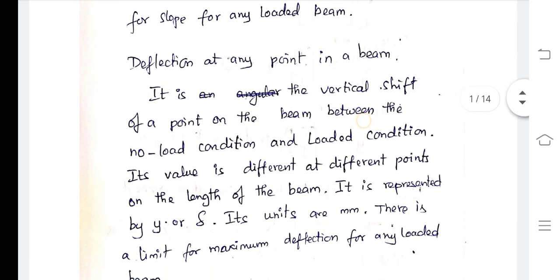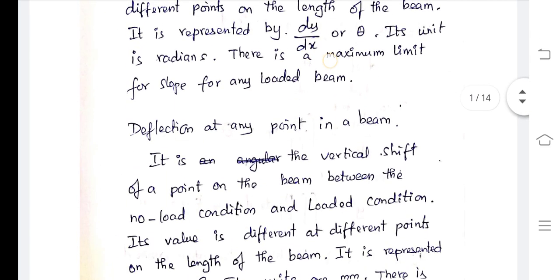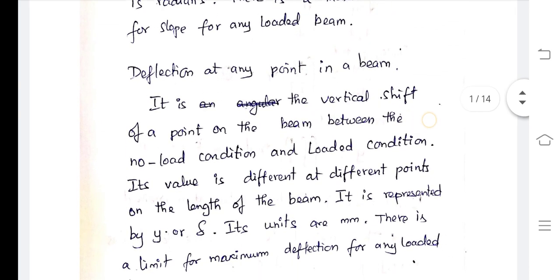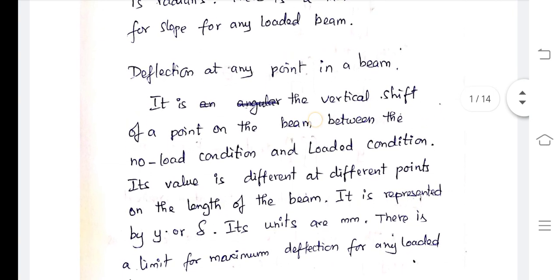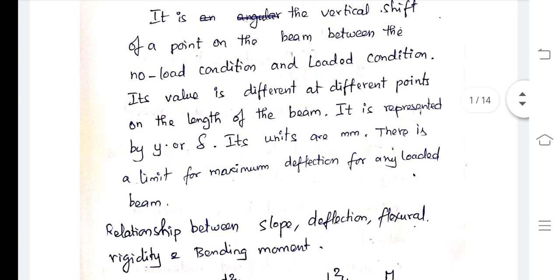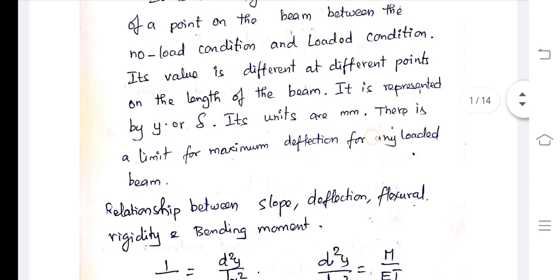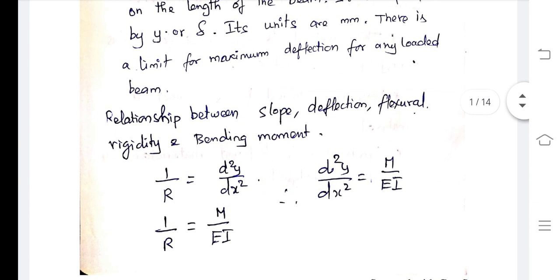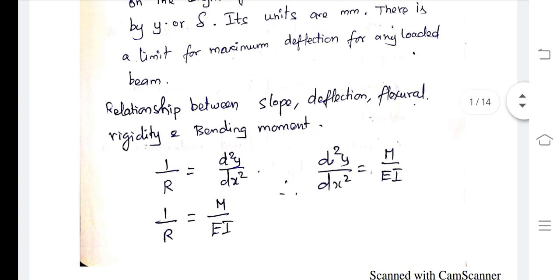Similarly, deflection. Slope is called angular shift and deflection is called vertical shift. That is, the movement of the position of any point in the vertical direction is called deflection. It is denoted by y or delta. Its unit is mm. This also has some limitations. Then the relationship between slope, deflection, flexural rigidity and bending moment.